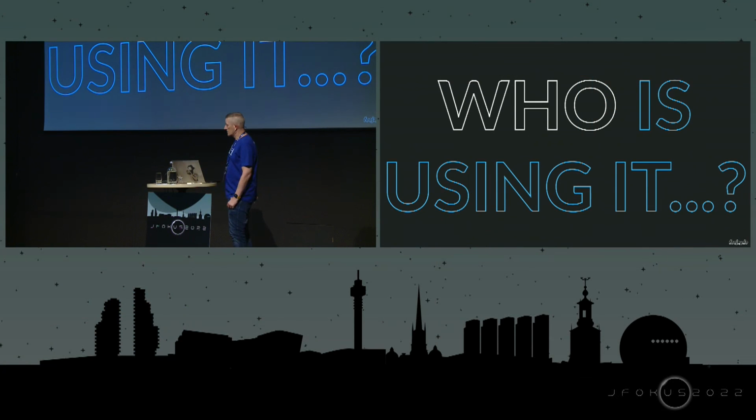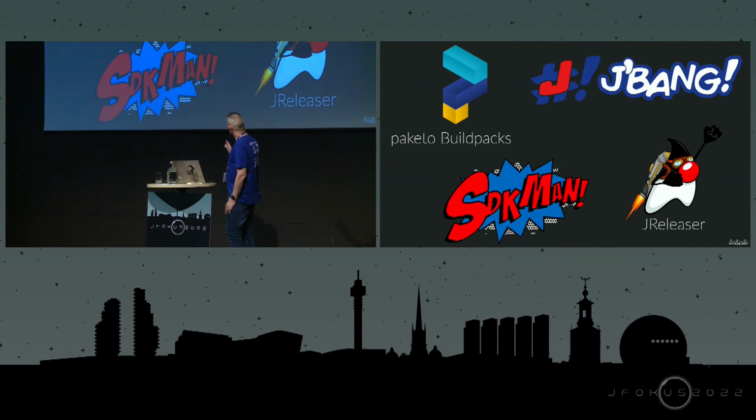So who else is using it? Because this is the interesting thing, right? We built that API at Foo.j.io and who's using it? So I just put some things up here. It's Paketo buildpacks. They use the Disco API. JBang, who knows JBang? Come on, one. Also uses Disco API. SDKman, by the way, uses Disco API to get the updates for their JDKs. And JReleaser, of course, also uses Disco API to update the JDK.